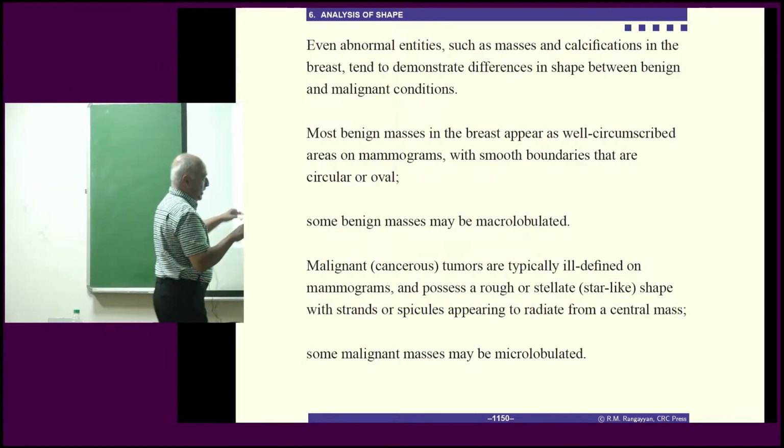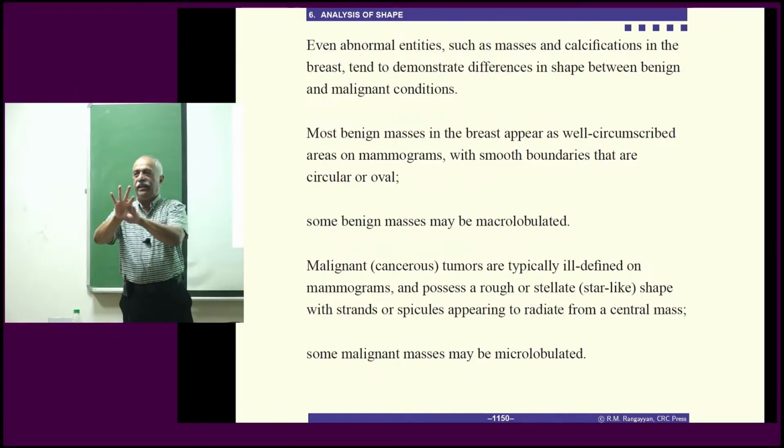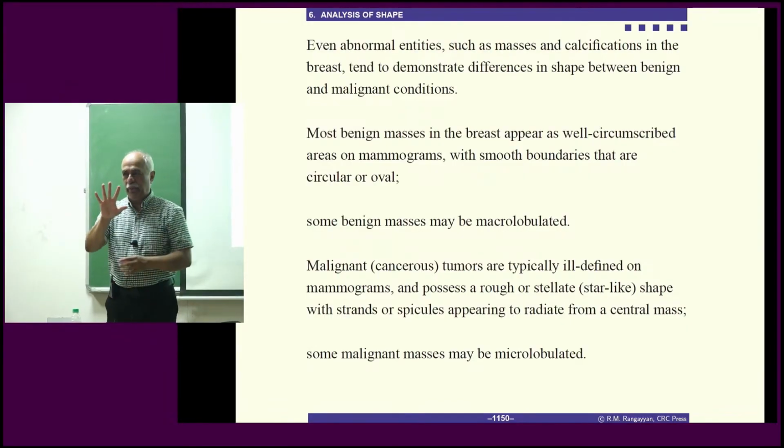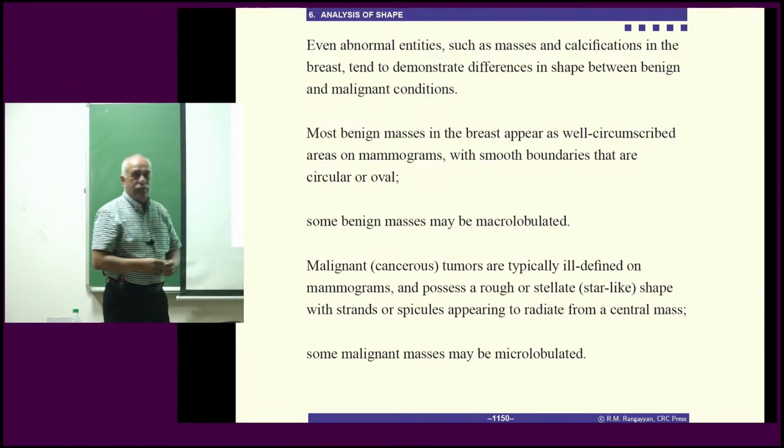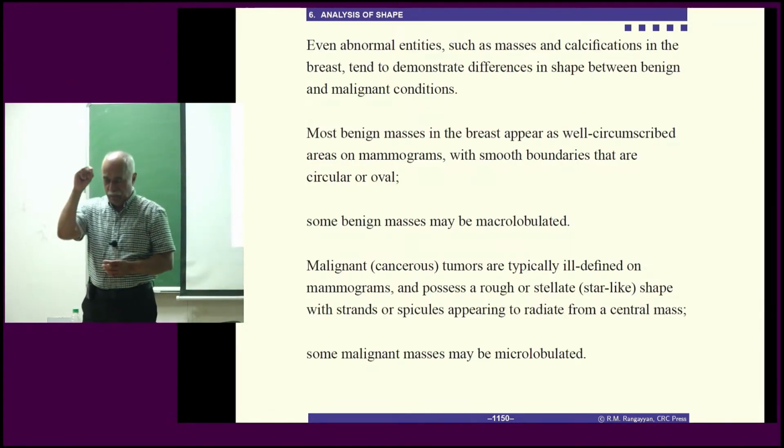So spiculated. Spicule means something that is radiating out, a finger-like protrusion. Some malignant masses may be microlobulated, small lobules.